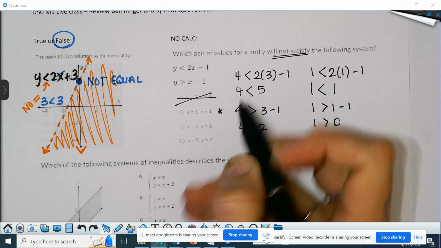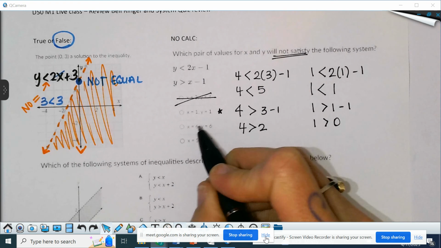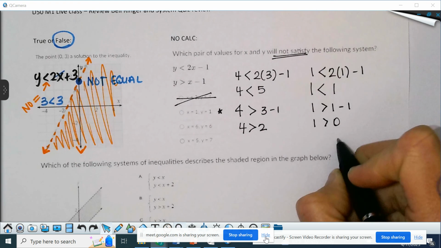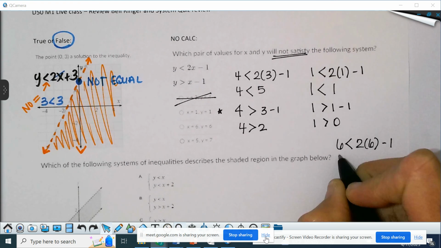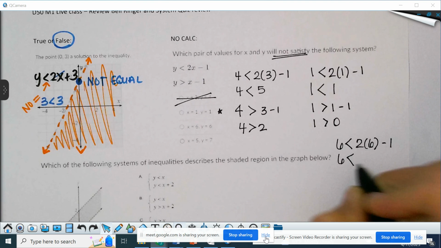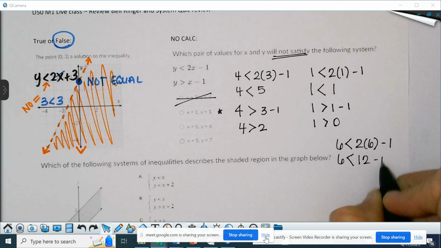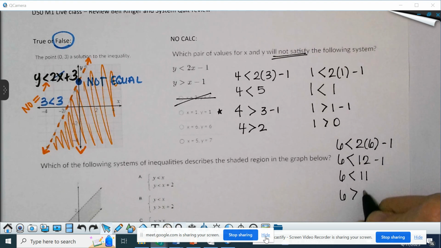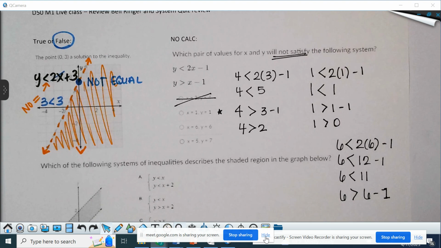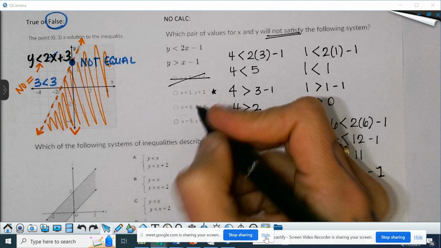So we have a double. So 6 for x and 6 for y. So is 6 less than 2 times 6 minus 1? Is 6 less than 12 minus 1? 6 is less than 11. Is 6 greater than 6 minus 1? Yep. Is 6 greater than 5? It is. So this one's good. It works. So that's a no-go on this one.